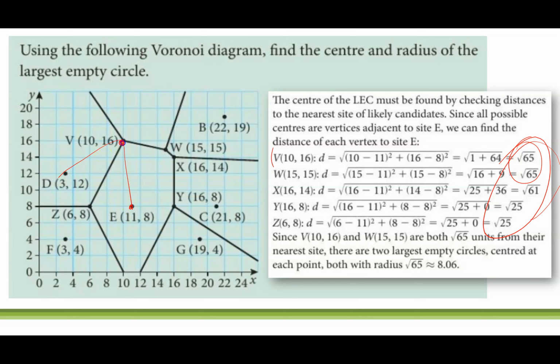If you put your restaurant either at W or at V, you're as far away as possible from that other restaurant there.